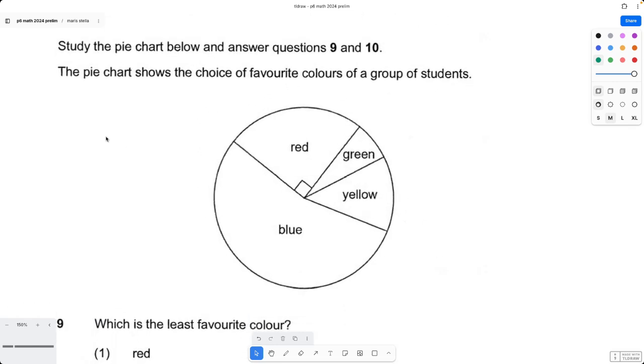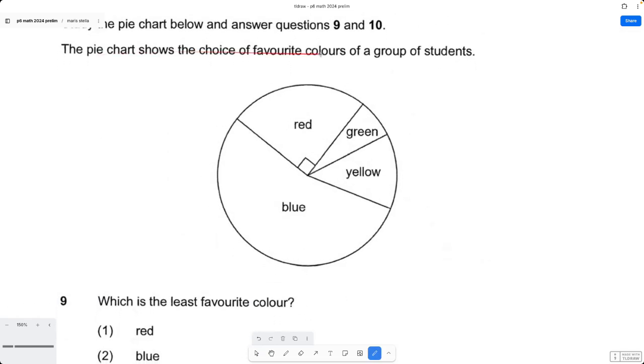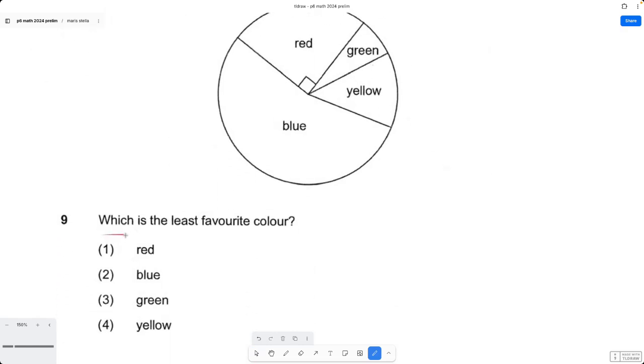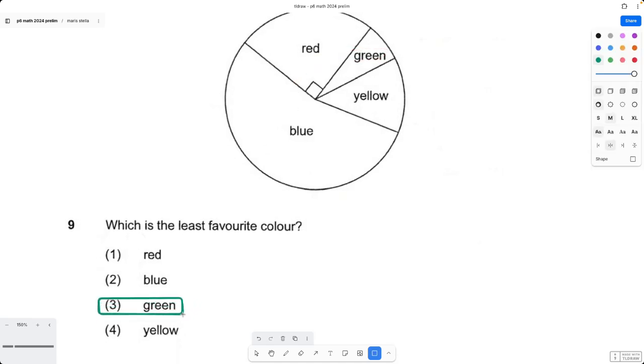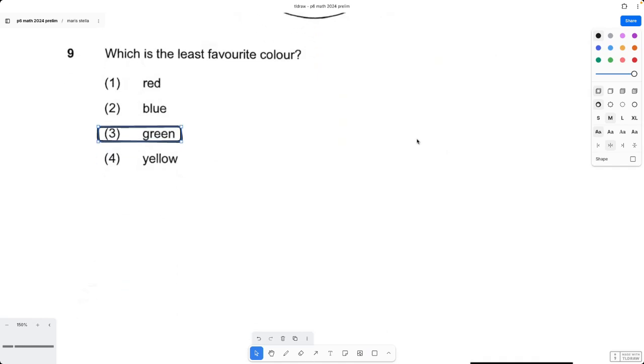All right, let's move on to the next one. Study the pie chart below and answer questions 9 and 10. The pie chart shows the choice of favorite colors of a group. Which is the least favorite color? Obviously, it's green. You can see it.